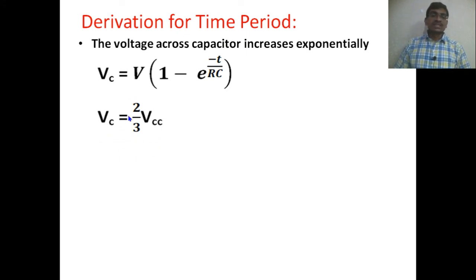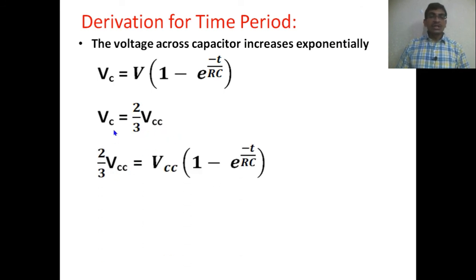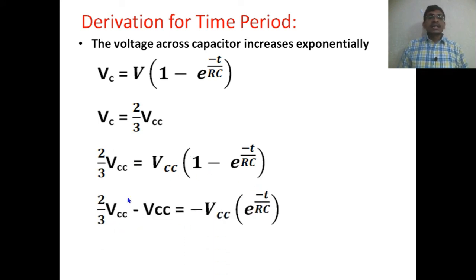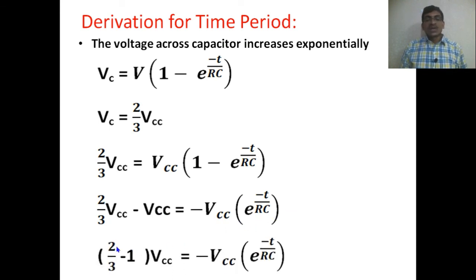Therefore, instead of Vc we substitute 2/3 VCC, so 2/3 VCC = VCC(1 - e^(-T/RC)). Multiplying the term with VCC, we get VCC - VCC e^(-T/RC). Taking this VCC to the left-hand side, it becomes 2/3 VCC - VCC = -VCC e^(-T/RC). Taking VCC common from the two terms, (2/3 - 1)VCC = -VCC e^(-T/RC).